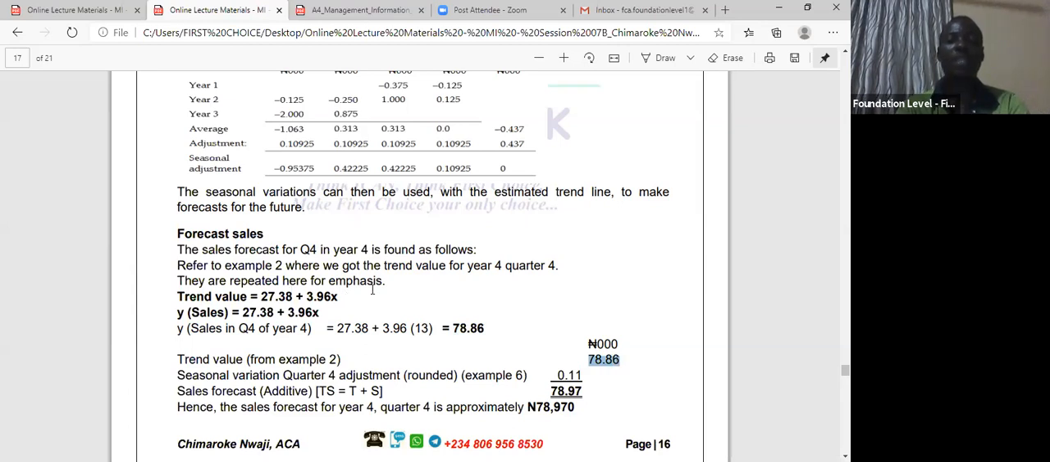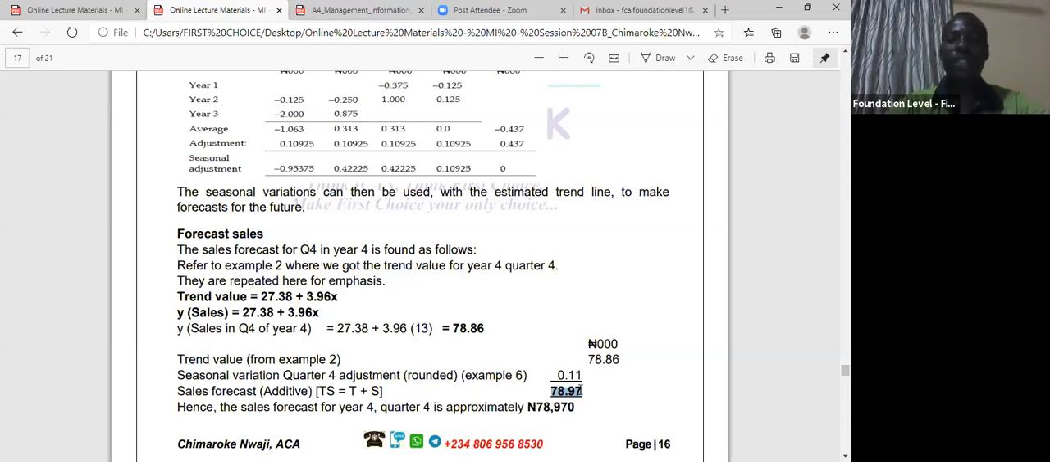Now, bring the seasonal variation of quarter 4. Quarter 4 seasonal variation is this. It was rounded up to 0.11 to make it 2 decimal place. So you can round it up. So it was brought here and rounded up to 0.11. When you add it with this, sorry, it was not aligned here. You add it with this, you are getting 78.97.